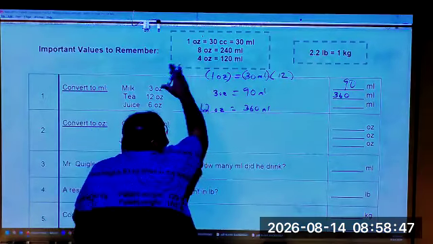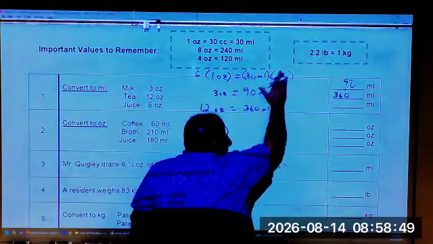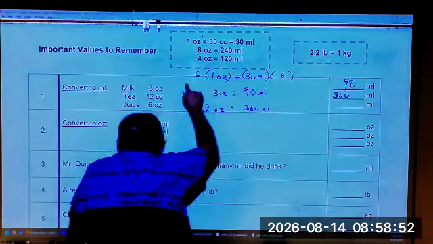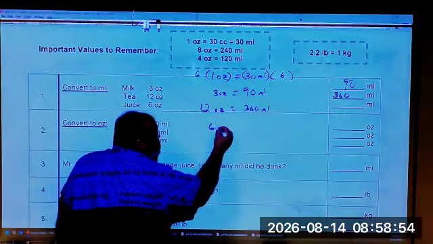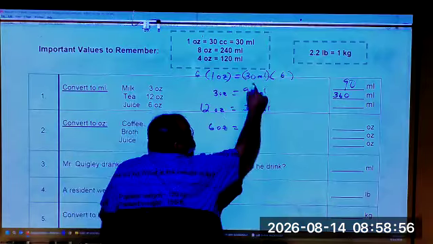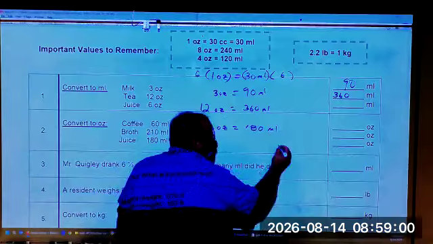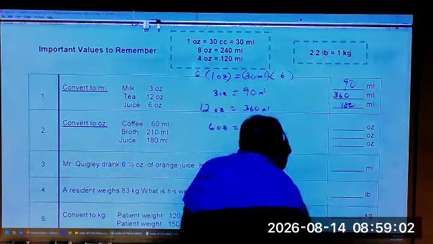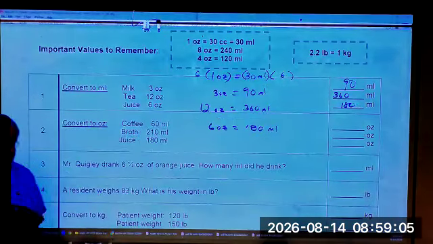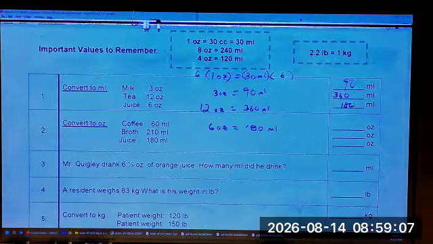If we want 6 ounces, you start to see patterns. 6 times 1, 6 ounces, 30 times 6 is 180 milliliters. There are patterns here. You don't want to give a patient too much milk. Probably don't want to give them too much.